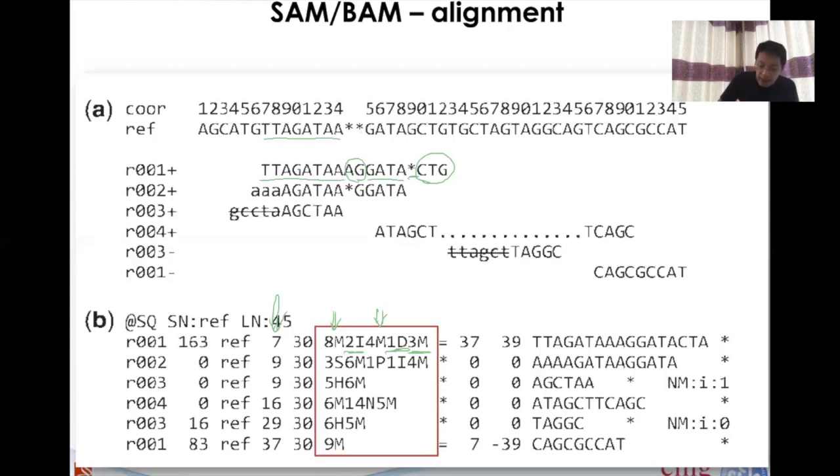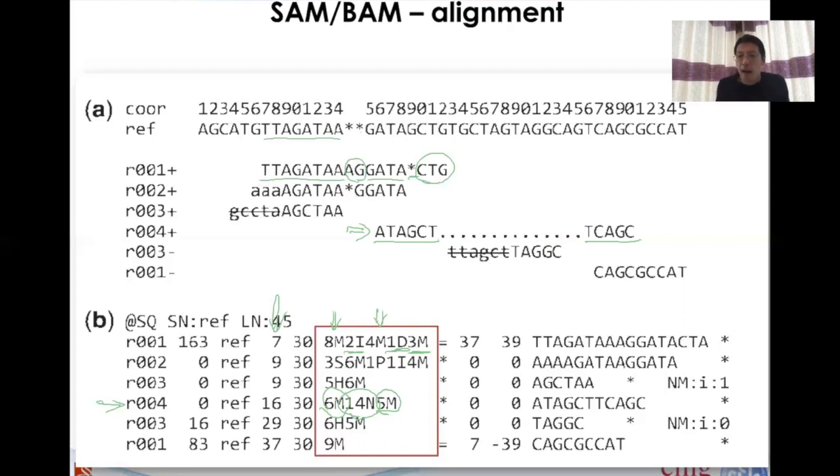And I will give you another example, which is this particular one, reference 004. So you can see the alignment. Your read is 6M, that is straightforward, 6 bases here. And there's a 5M towards the end. And then in the middle, there is a 14N. That N means there is a skipped region. So it is not an insertion or deletion, instead it's being skipped.